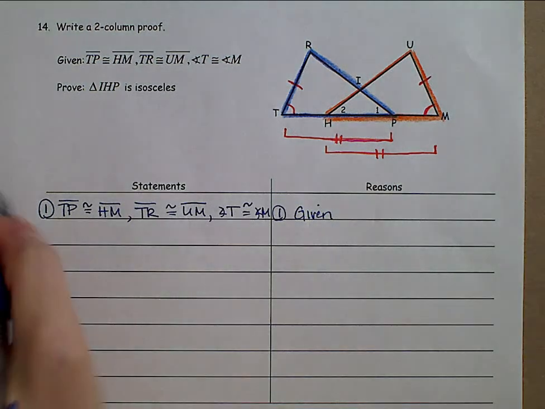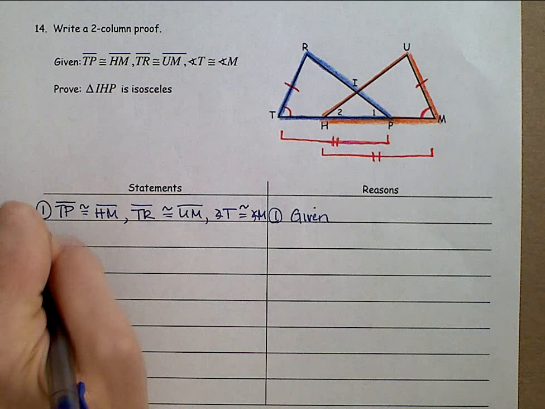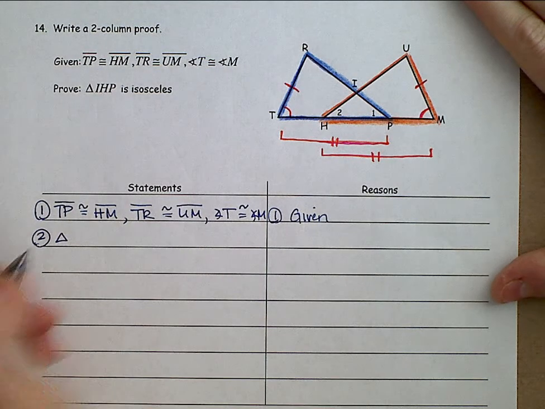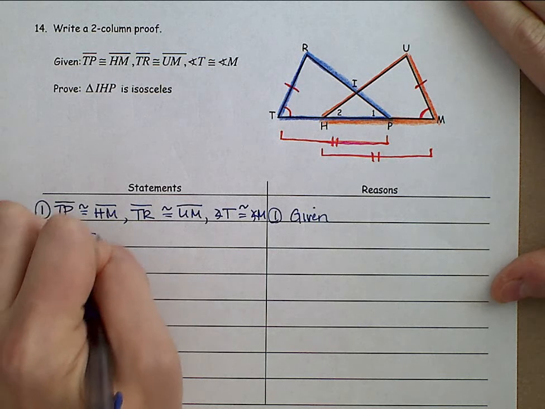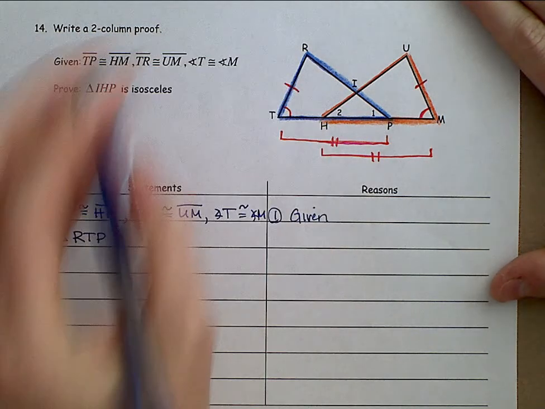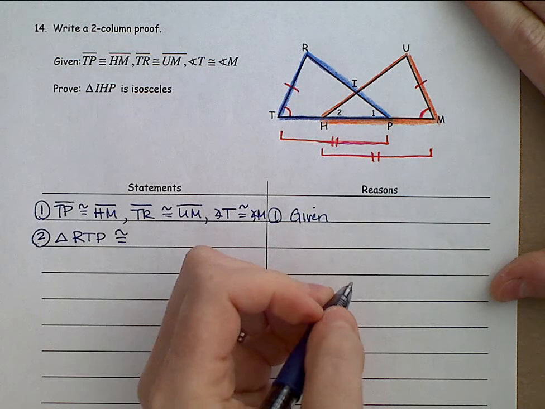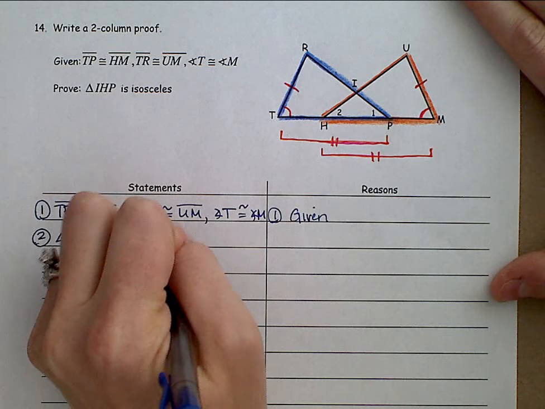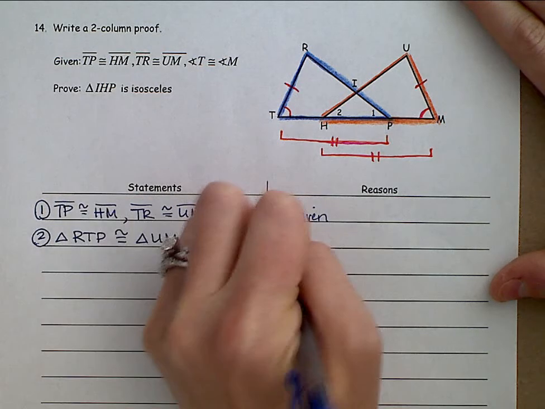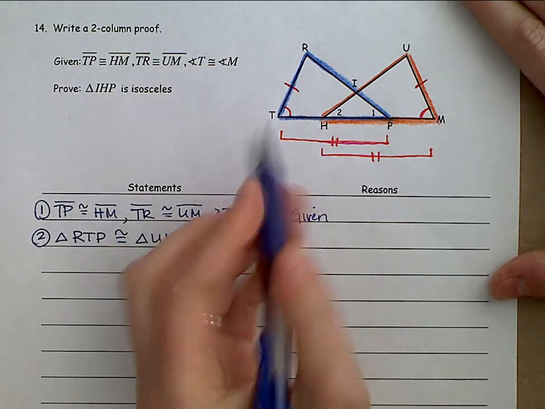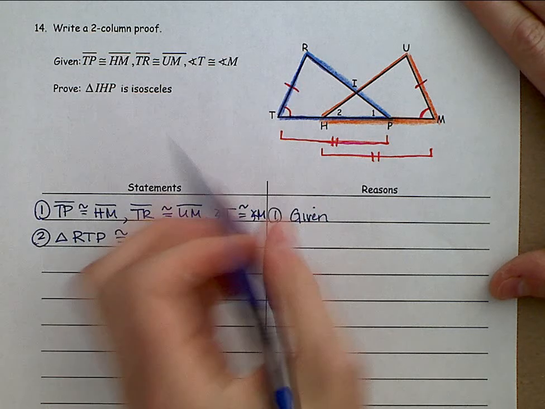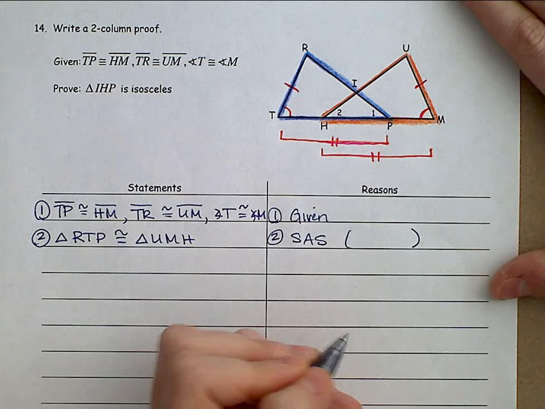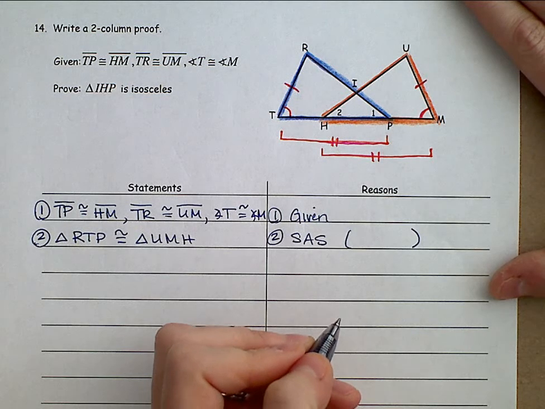So right now we're going to say in step number 2, statement number 2, triangle RTP is congruent to triangle UMH, using what we have in the diagram, side, angle, side. You do need to still write those step numbers, just like always when you prove triangles congruent. This one's pretty easy though.